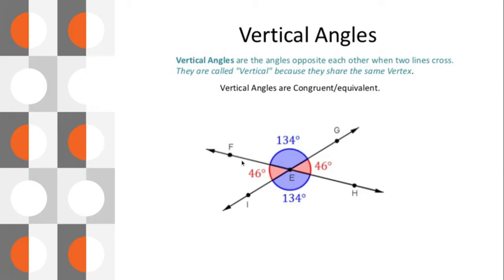So in our case, angle FEI and angle GEH are vertical angles. Same thing, angle FEG and angle IEH are vertical angles. They're opposite of each other, across from each other. And notice also that all vertical angle pairs will be congruent. These are both 46 degrees. These are both 134 degrees.